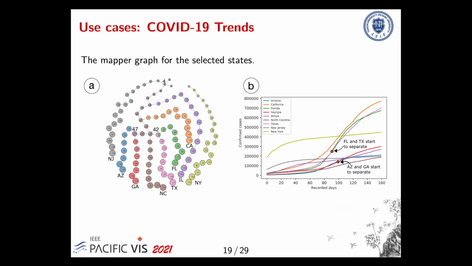Through the mapper graph, we can gain insights of the epidemic trends in different states in a fast way. We can also discover when their trends start to diverge, by looking at the nodes at the branching points.